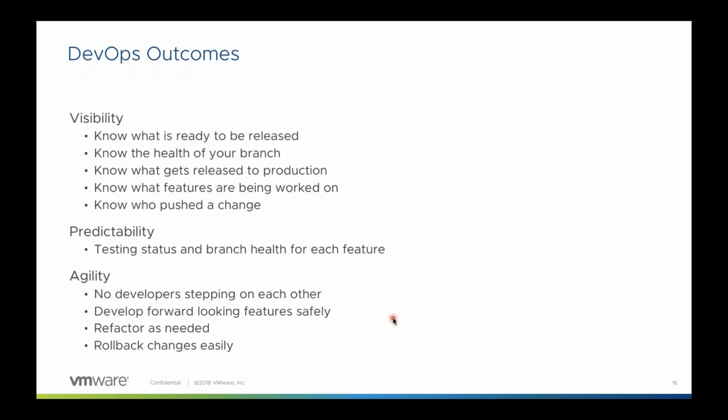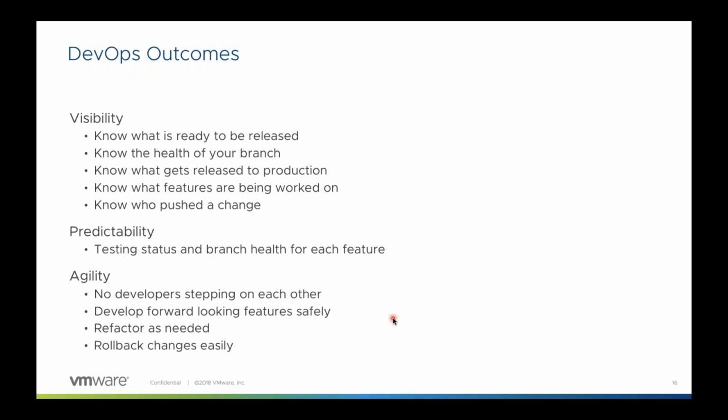They get a lot of visibility, right? So they know what's ready to be released, what's the health of the branch. They know what gets released to production, so you don't have features sneaking their way in. You know what features are still being worked on. You know who pushed a change to follow up and ask what, why, or how, whatever. You have predictability. So if I have a feature branch that's done, I know how many feature branches are done. I know what their testing status is. I know if they're going to make it into the release.